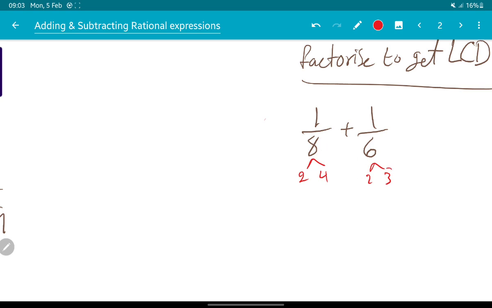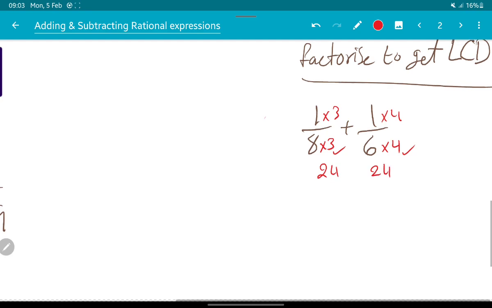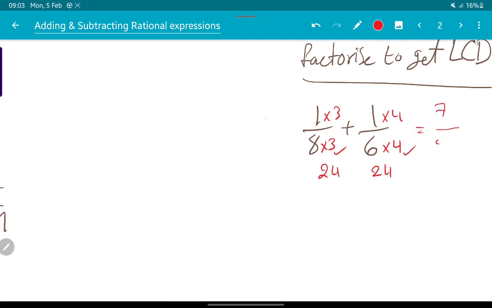We are missing a 3 here, so multiply by 3. Now it has 2, 4, 3. Multiply here by 4, now it has 2, 3, 4. So when we factorize, we know the least common denominator. This is 24 and this is 24. Now the answer will be 7 over 24.